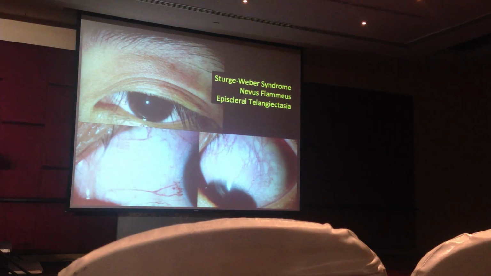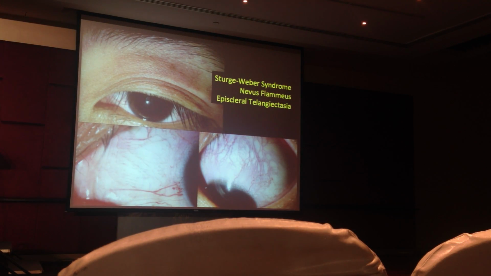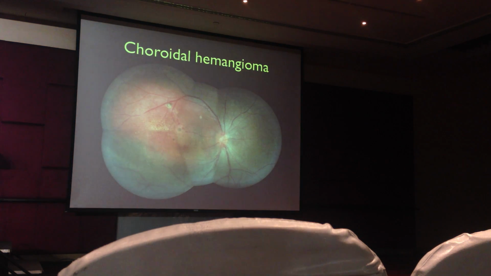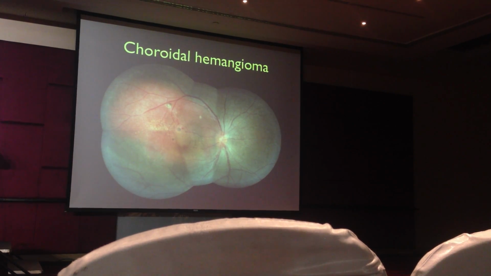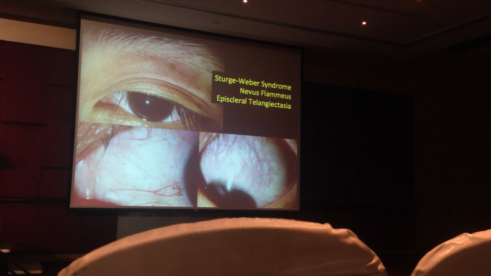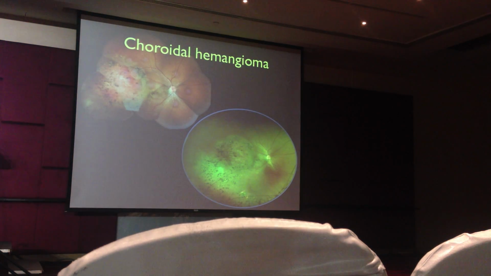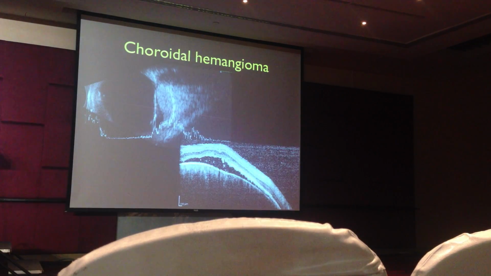Choroidal hemangioma is quite common. The lesion appears very red-orange in color, so it's different from melanoma. If the patient has Sturge-Weber syndrome, that might guide you to the diagnosis. Sometimes RPE hypertrophy or hyperplasia can be found overlying the tumor, making it look like melanoma.